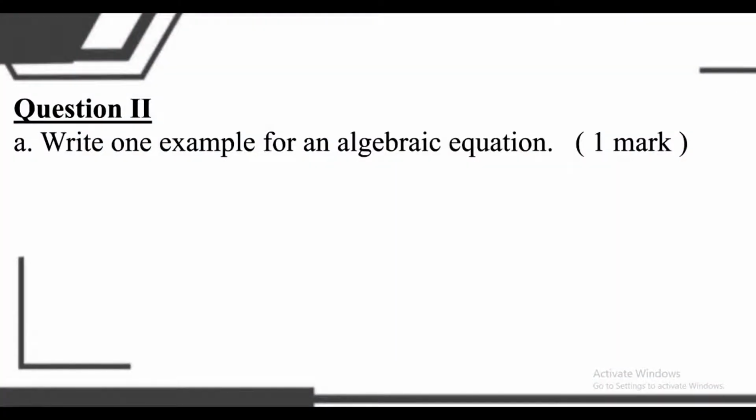Next question. Write one example for an algebraic equation. You can write the example on your own. We need only one example. That one example, if it is correct, carries 1 mark. The examples are, say, x plus y equal to 3. It is an algebraic equation. 3a equal to 6. It is another algebraic equation. 6p plus 3 equal to q. It is another algebraic equation.